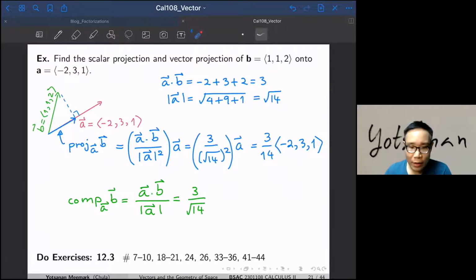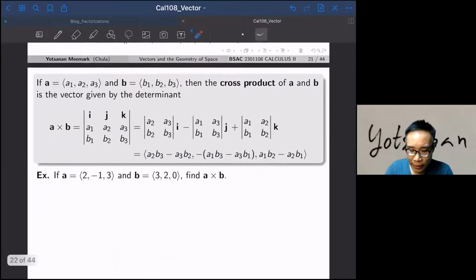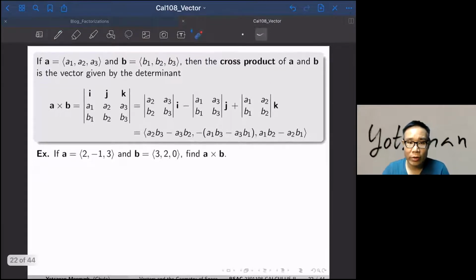Okay, the next topic, which is going to be our last topic for this lecture, is the cross product. The cross product between two vectors is also useful in order to find the vector that is perpendicular to both vectors A and B. So you have vector A given by A1, A2, A3, and vector B given by B1, B2, and B3. We define the cross product of these two vectors to be the determinant.